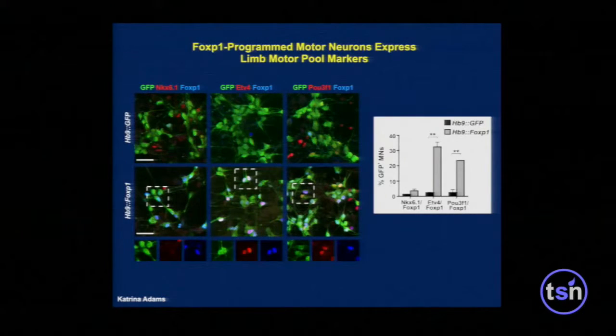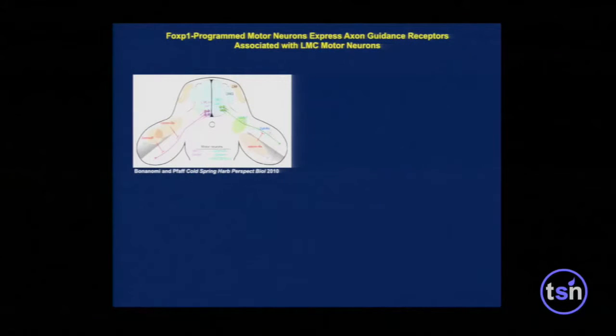We still don't know much about how these motor pools are controlled, but this essentially opens the door to say that the cells become receptive to perhaps environmental signals that affect those characteristics. Another characteristic of limb-projecting motor neurons is that they have to be able to navigate to their appropriate targets.